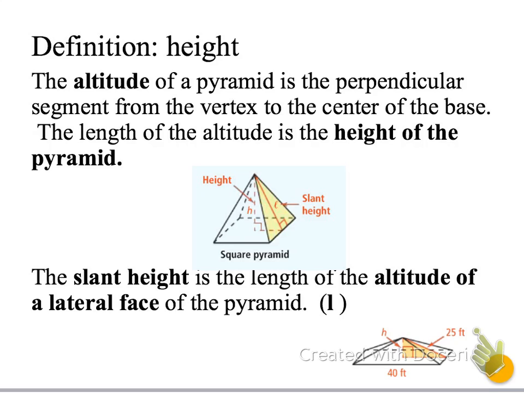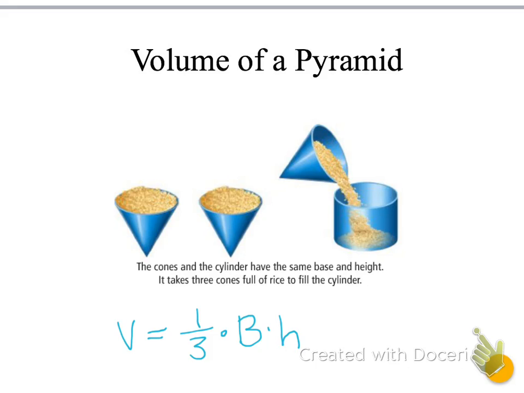Okay, so we got these definitions. So we're going back to kind of what we learned last lesson about the altitude. So an altitude always creates the right angle. We have two different types of heights. We have the slant height and we also have the regular height. So the slant height kind of sits on the side of our triangle and the regular height sits on the inside of the triangle. Okay, so the volume of a pyramid this time is going to be 1/3 times the area of the base times the height.